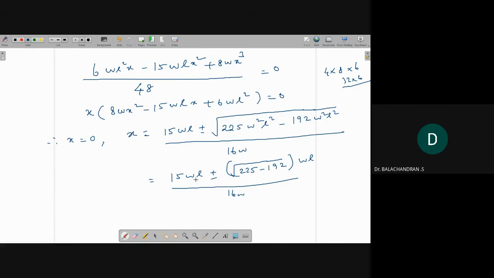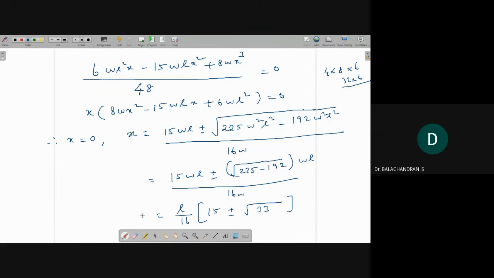So you take omega common, and then cancel omega. So the remaining is what? 15. L you can take common, L by 16. Omega is cancelled. Remaining here you have 15 plus or minus root of 225 minus 192, which is 33.